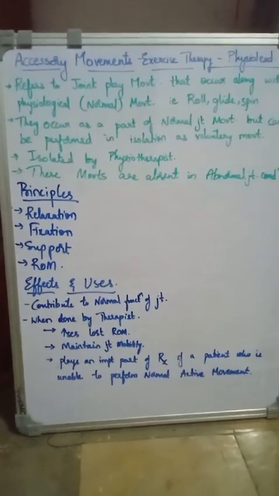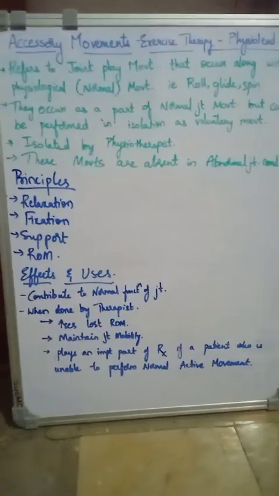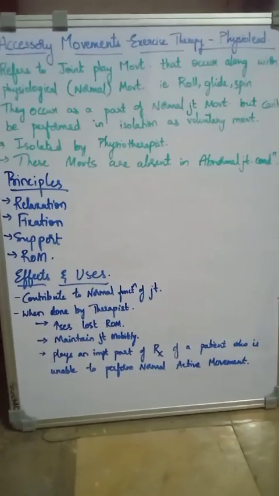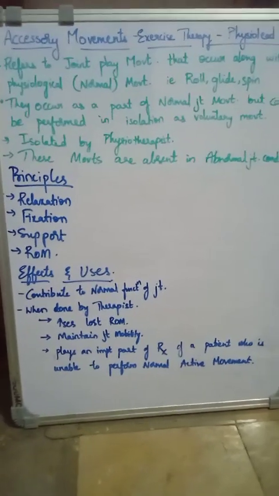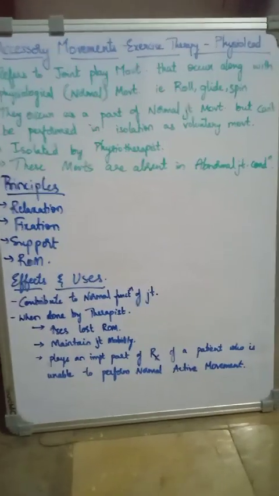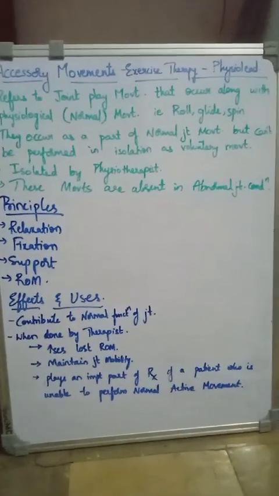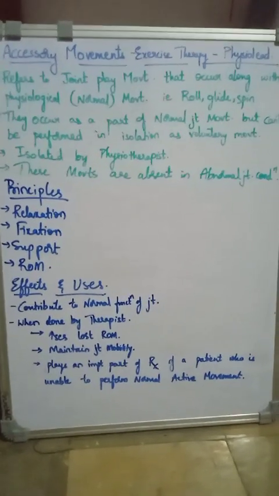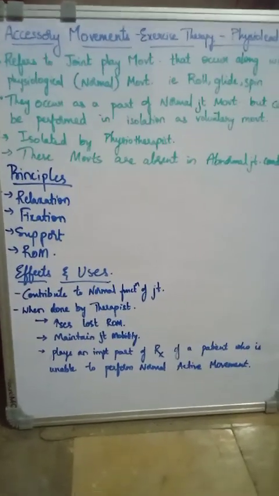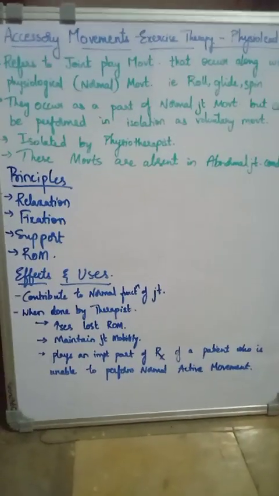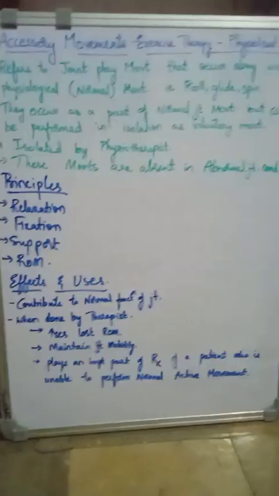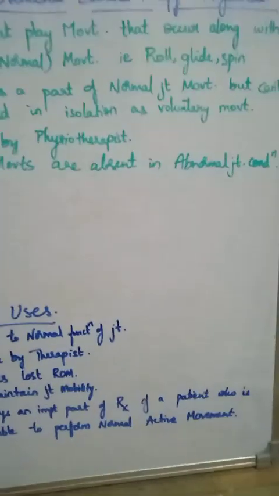These passive movements cannot be isolated. That is, you can't do these accessory passive movements alone. Until and unless you are doing a normal joint movement, that is, an anatomical movement, you can't do this movement alone. You can't roll your joint surface without doing your anatomical movement. So these joint movements cannot be isolated in a voluntary movement, but they can be isolated by the therapist as a treatment procedure, which I'll be telling you at the end of the video.